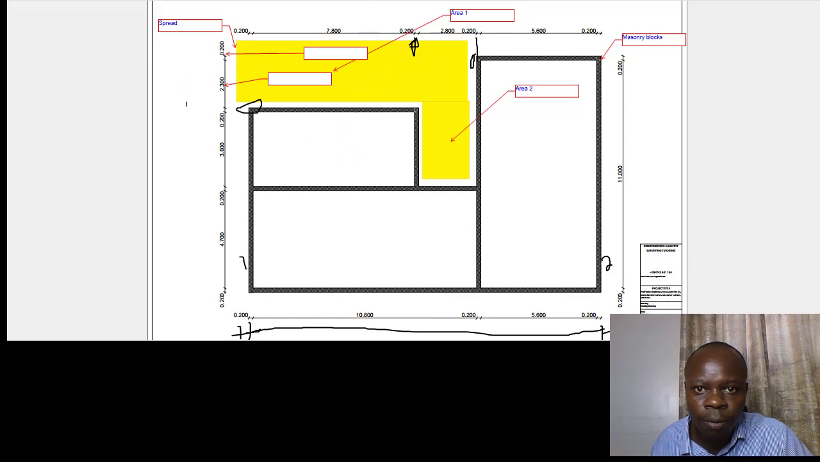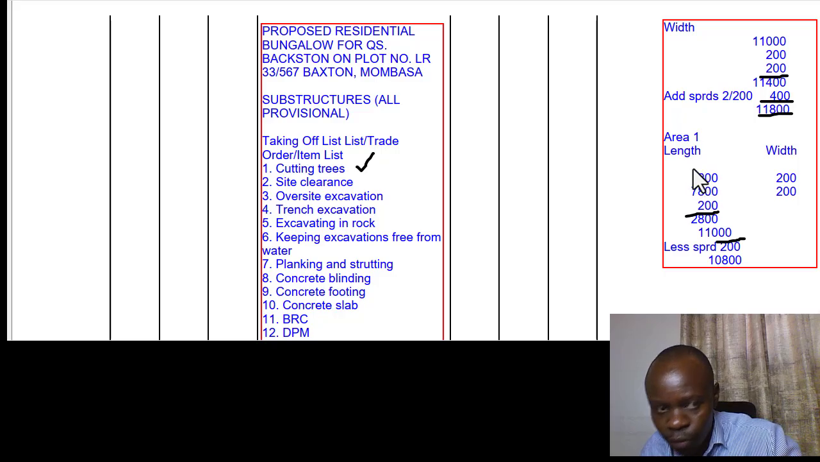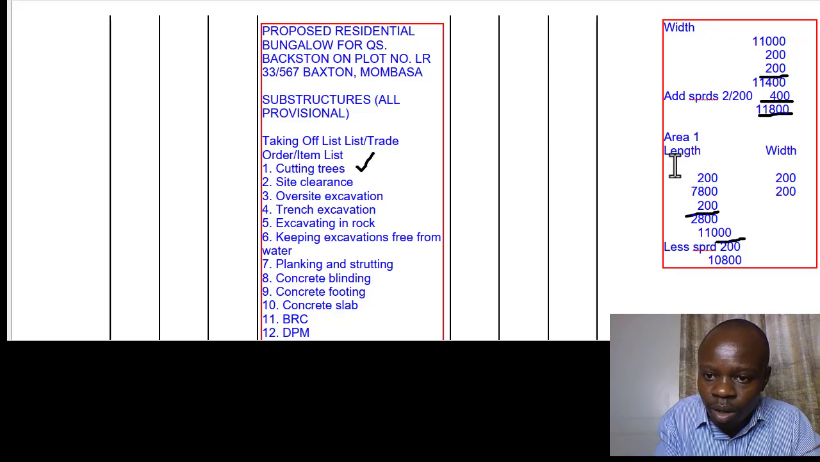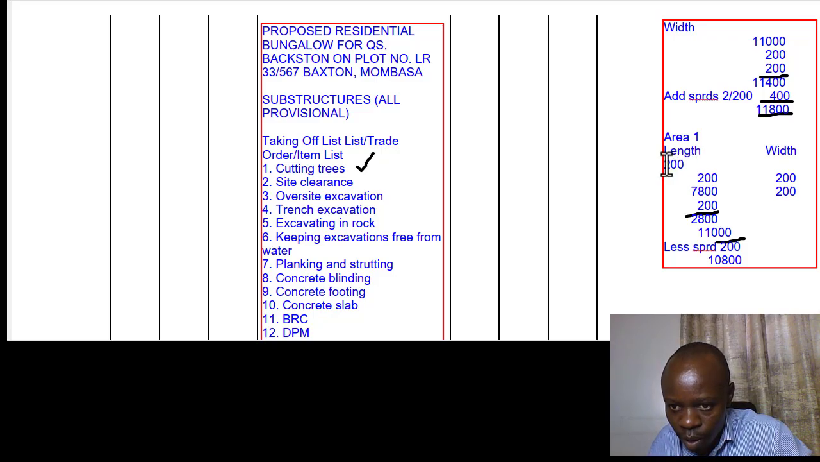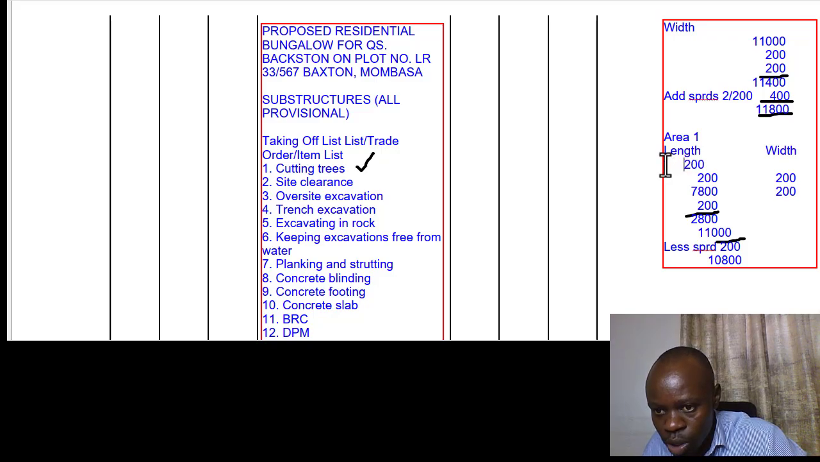So I was just looking into that calculation for the first bit, that is now area 1, and I'm noticing that there is a bit that is left out, that is for the other spread. So that means we need to add another 200 at the top here. So we need to add another 200 for the spread, which we didn't take into consideration. The bit that I'm talking about is this first point.